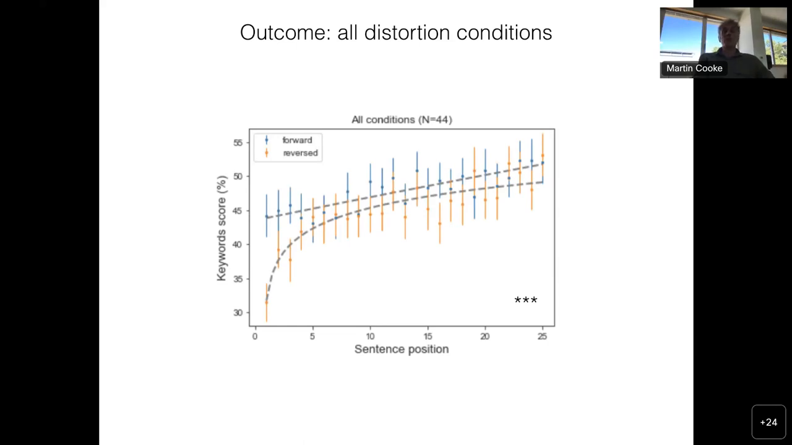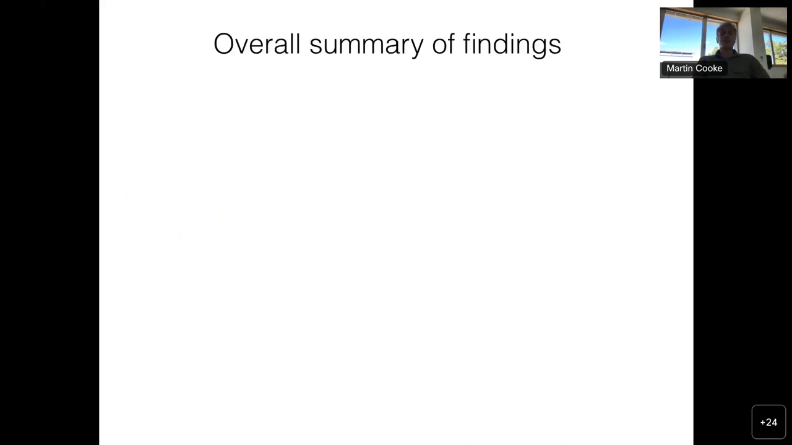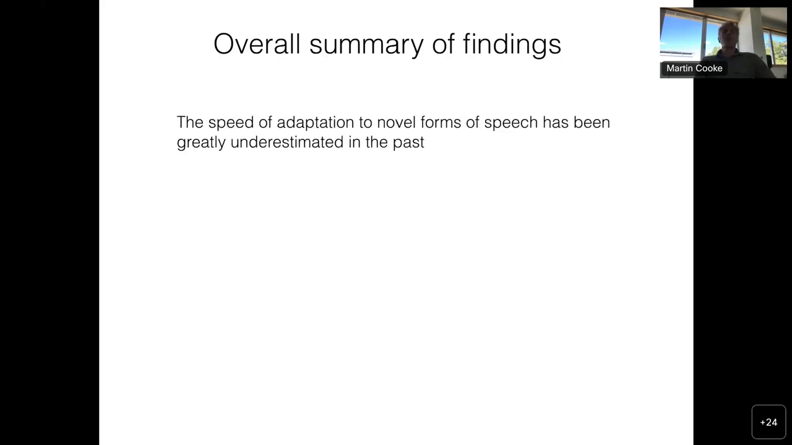But what about the critical case of sine wave speech? Well, what we find with three formant sine wave speech is that it is much more intelligible, first of all, and that the forward benefit has now appeared. So that argues against it being a form-based explanation for rapid adaptation, and it argues in favor of a lexically driven adaptation. So I just want to summarize all of these findings and talk about a few implications of them.